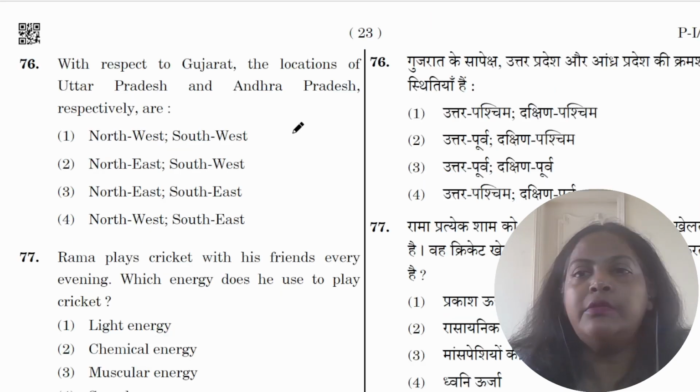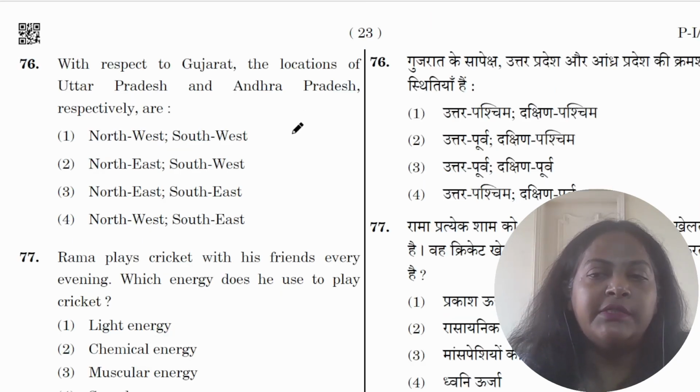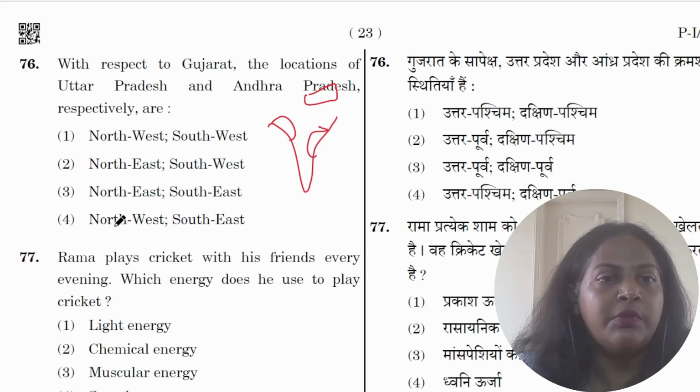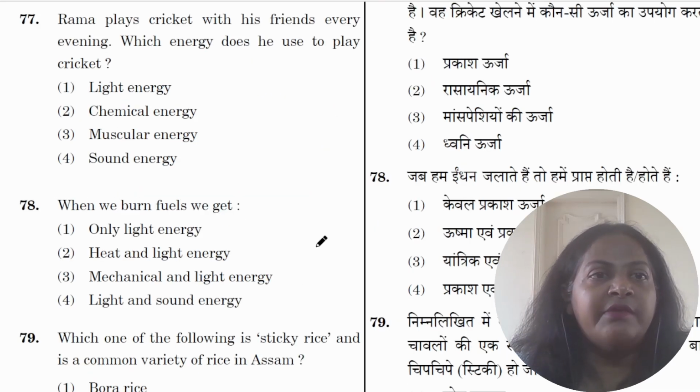Okay, so we're now with the content-based questions. So with respect to Gujarat, so this is India, this is your Gujarat. Location of Uttar Pradesh. Uttar Pradesh is here and Andhra Pradesh is here. So it will be northeast and southeast. So we will go with northeast and southeast. Question 77.